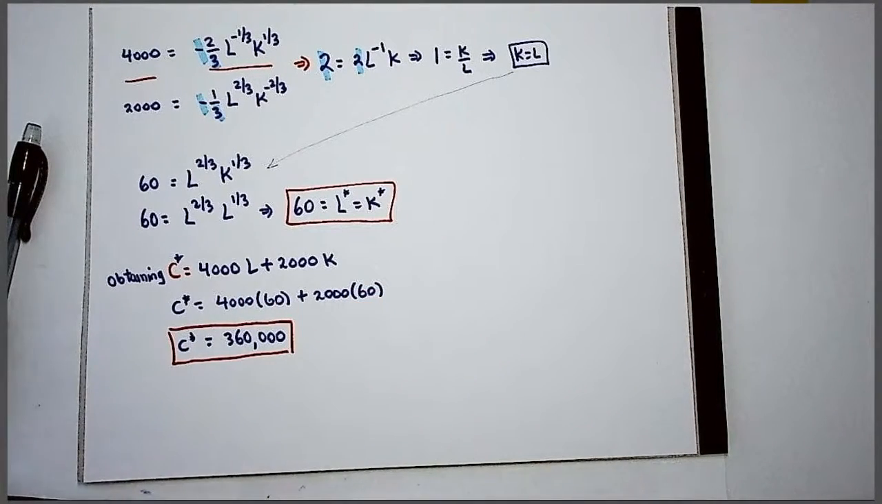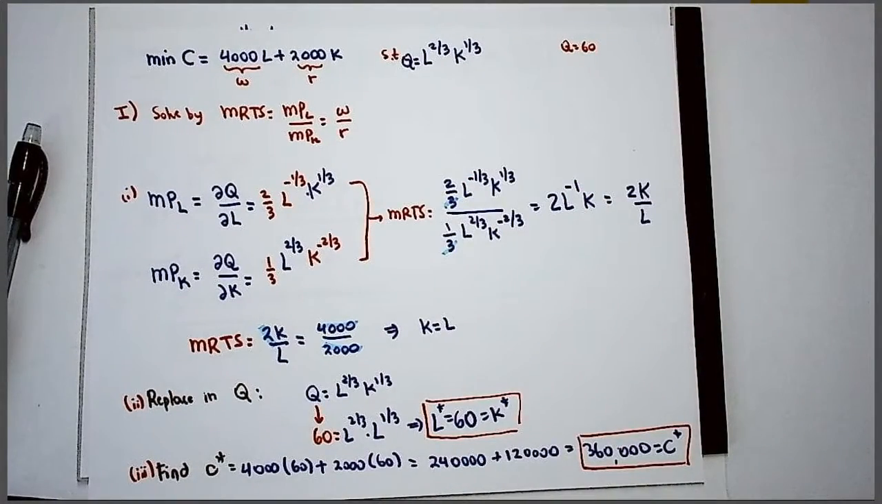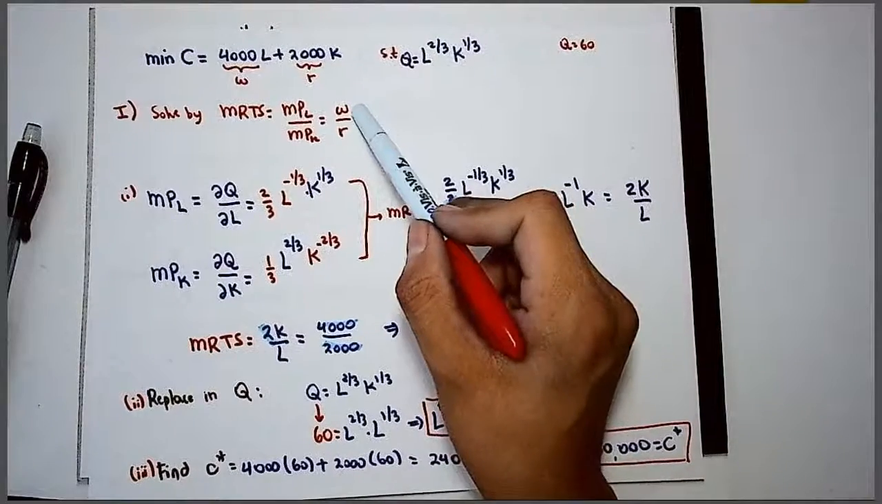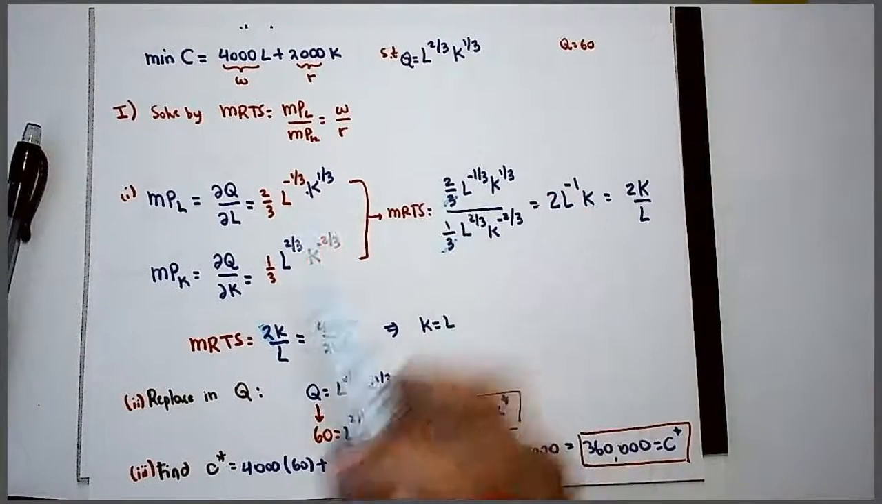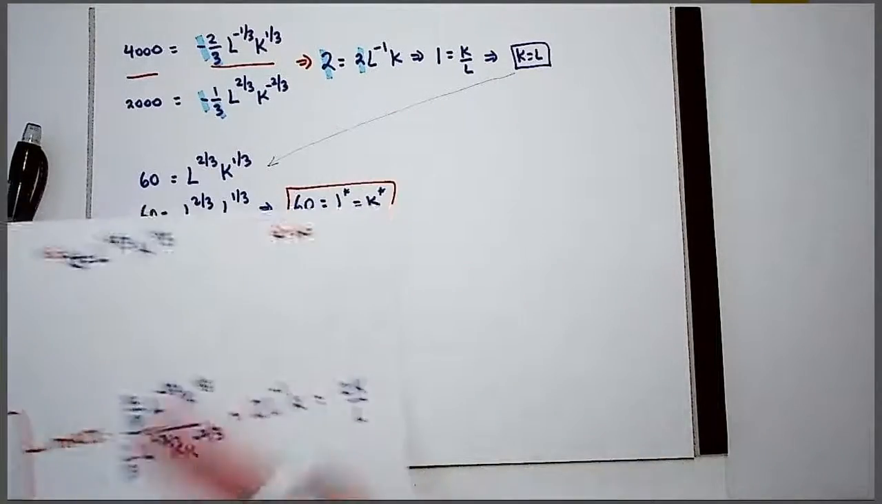And as you can see here, we obtained the same answer using the Lagrange optimization and the marginal rate of technical substitution relationship with the ratio of the prices of the inputs. So both methods should provide the same answer.